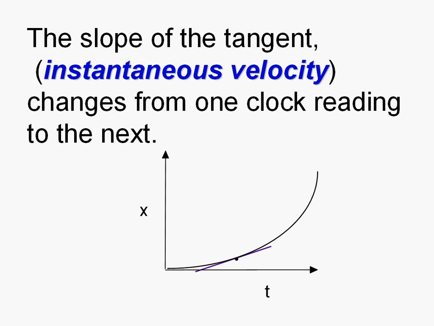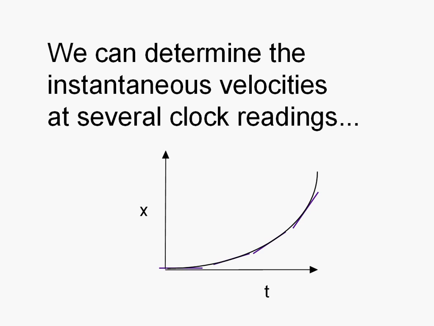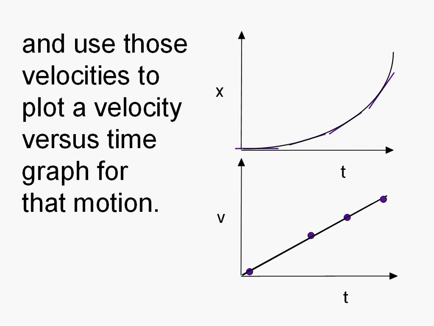The slope of a tangent line, or the instantaneous velocity, changes from 1 clock reading to another. We can determine instantaneous velocities at several different clock readings, and then use those velocities to plot a velocity versus time graph for the object's motion.